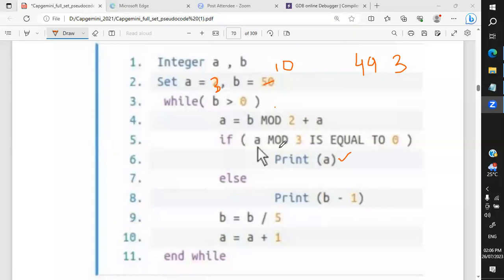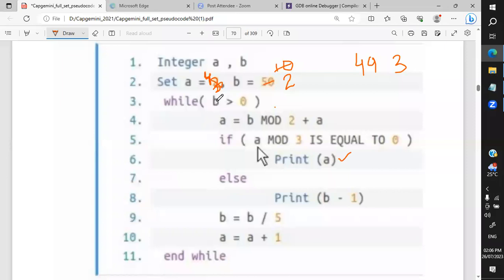After that, what will happen? As if is executed, else will not get executed. It comes for B is equal to B by 5, which is nothing but 10 by 5. What is 10 by 5? 2. B value will be updated as 2. Now A is equal to A plus 1. A was 3. That will become 4. I'm writing it here. A is 4 right now.